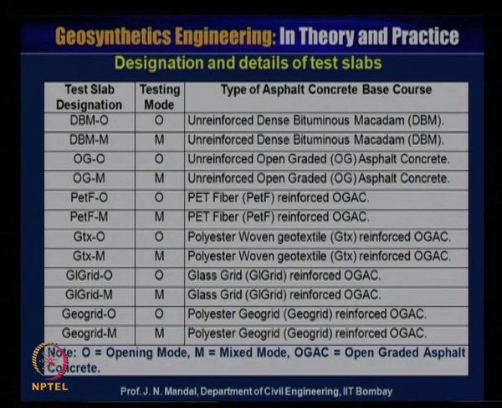Now, here is shown the designation detail of the test slab. We have prepared the slab, and that test slab is designated as DBM, and that defines the type of testing mode. O indicates the opening mode, M indicates the mixed mode. So DBM, that means dense bituminous macadam, here is the opening mode, and the type of asphalt concrete base course is unreinforced DBM. Also DBM M is a mixed mode, and the testing mode is M, and it also performs the test on unreinforced dense bituminous macadam.